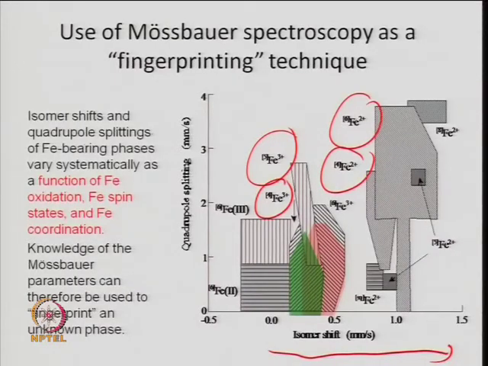So, isomer shifts and quadrupole splitting of iron-bearing phases vary systematically as a function of the metal oxidation state, metal spin, iron spin states, and iron coordination. So, how these are coordinated. Knowledge of the Mossbauer spectra parameters can therefore be used to fingerprint an unknown phase. So, you can identify the phases using Mossbauer spectroscopy, but this is true only for selected metals like iron, not for all kinds of metals. But this provides very useful information; TEM may not be effective, but this can be effective.